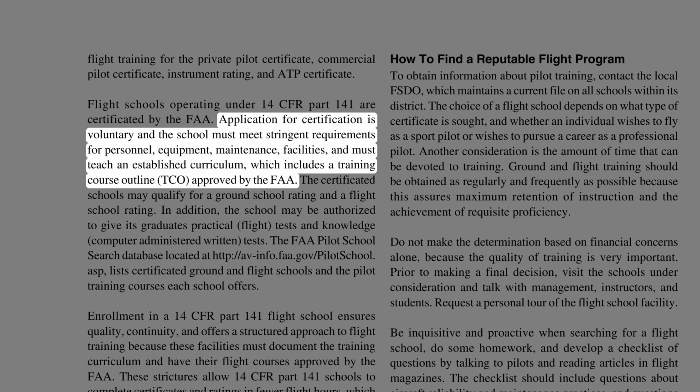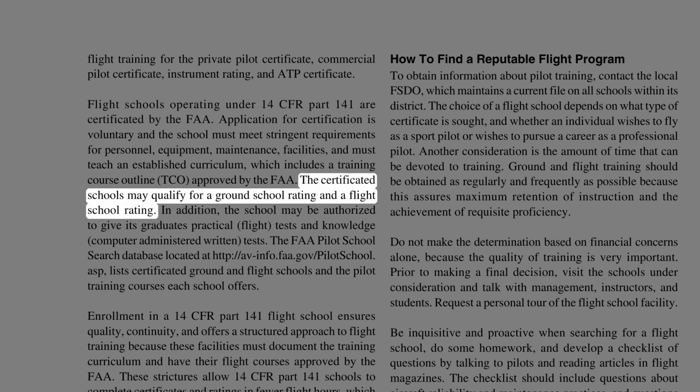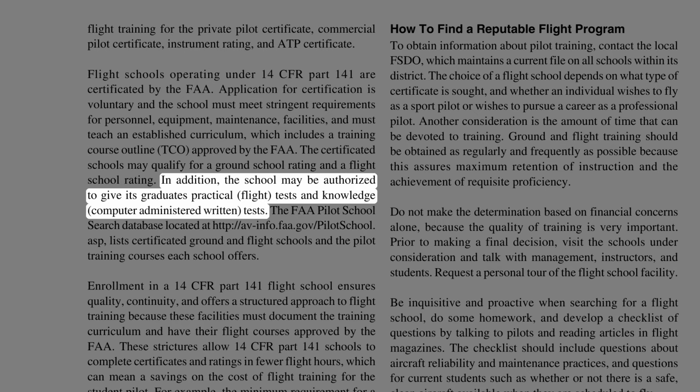Application for certification is voluntary and the school must meet stringent requirements for personnel, equipment, maintenance, facilities, and must teach an established curriculum, which includes a training course outline (TCO) approved by the FAA. The certificated schools may qualify for a ground school rating and a flight school rating. In addition, the school may be authorized to give its graduates practical flight tests and knowledge computer-administered written tests.